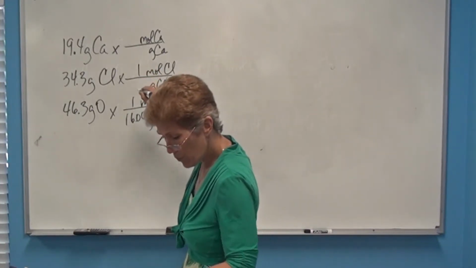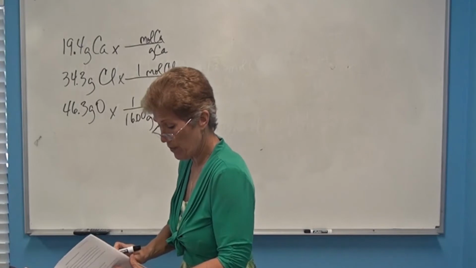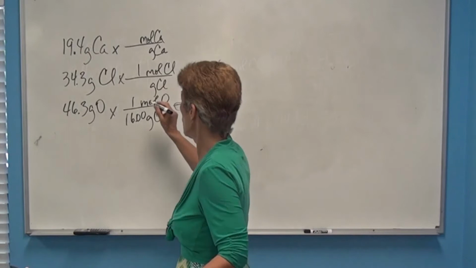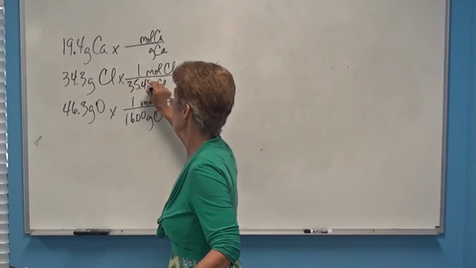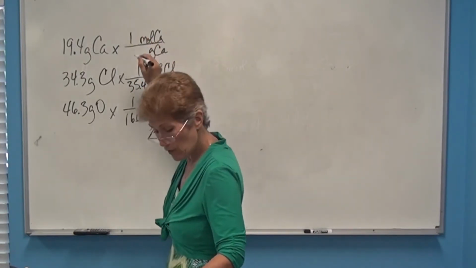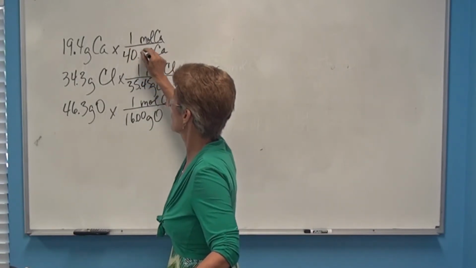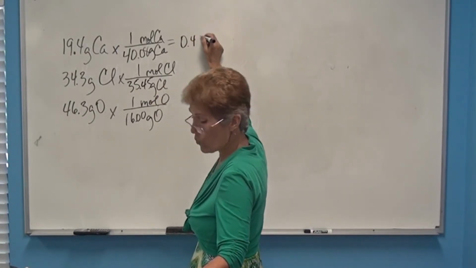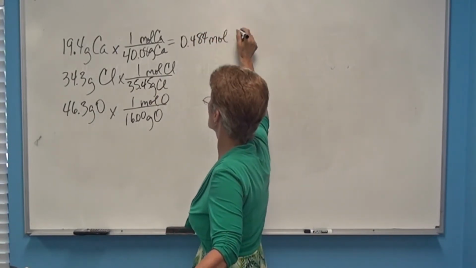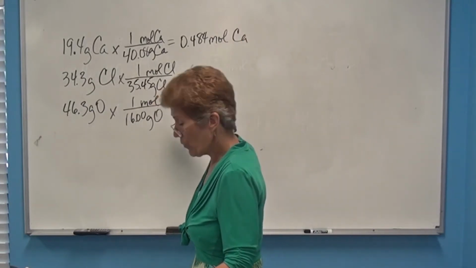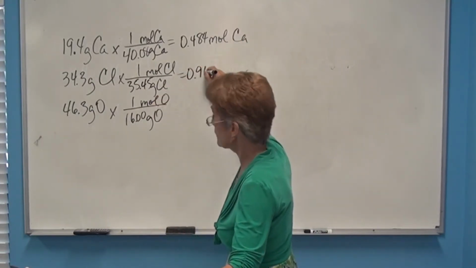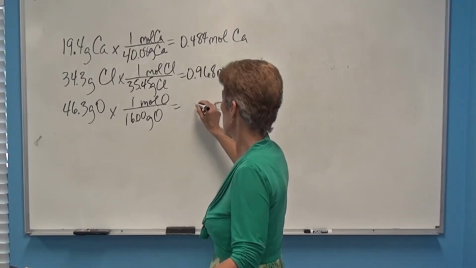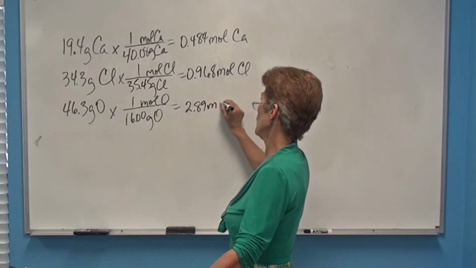Chlorine, 35 point... I should have chlorine memorized. 35.45. And calcium is right around 40. There we go. Okay, so that's going to give us 0.484, 3 significant figures. Chlorine, 0.968. And that's going to be 2.89.